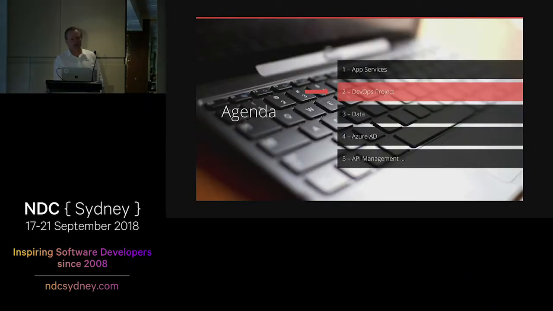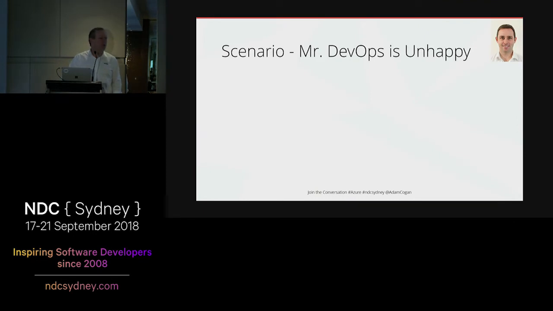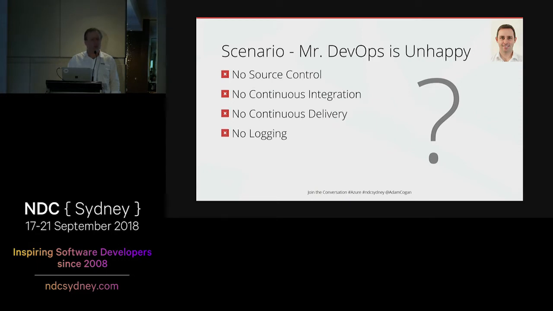So let's talk about that. Why is Mr. DevOps so unhappy, all right? He says, Jason, you haven't got any source control, no continuous integration, no continuous delivery, no logging. You're not logging any errors. You're not logging any usage. You don't even have a backlog, mate. I don't know, you must be a real young, and, you know, you're a bit old. You look old enough to be mature.